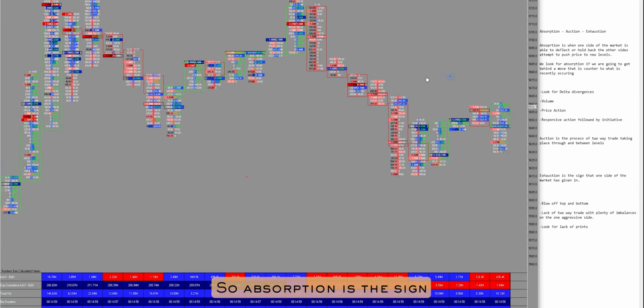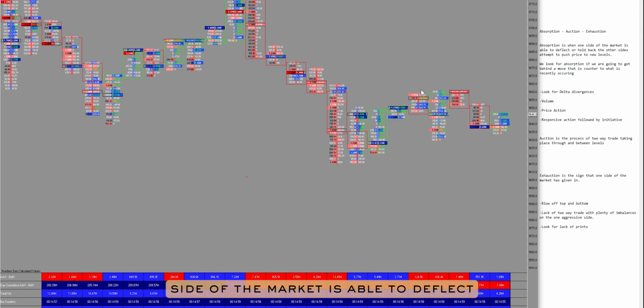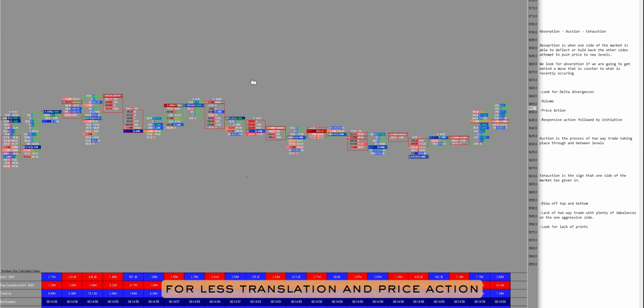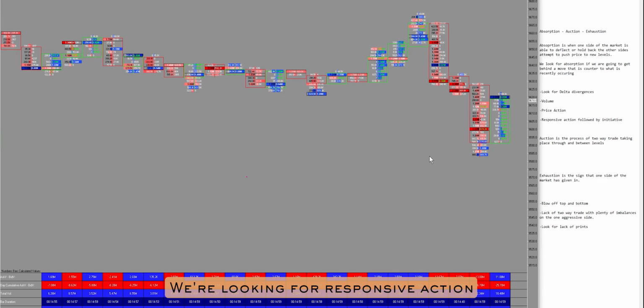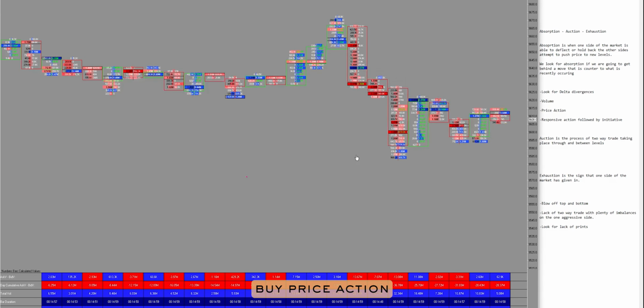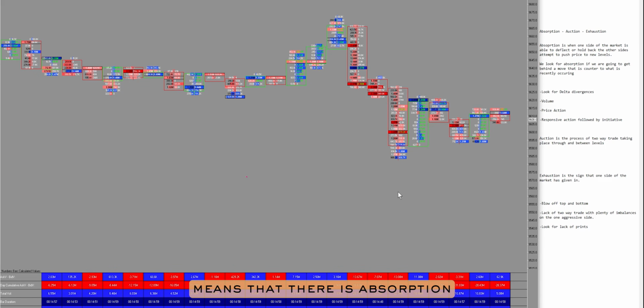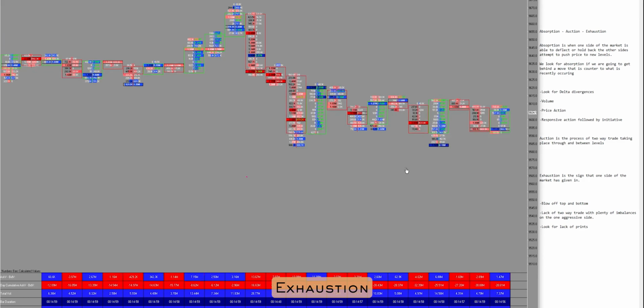So absorption is the sign that one side of the market is able to deflect or hold back the other side's attempt. Okay, so we look for this before we're trying to get behind a move. We're looking for delta divergences, signs of increased volume for less translation in price action. We're looking for responsive action by price action, followed by an initiative response by buyers or sellers. So what this means is the responsiveness means that there is absorption. The initiative means that there's a response after to carry through.